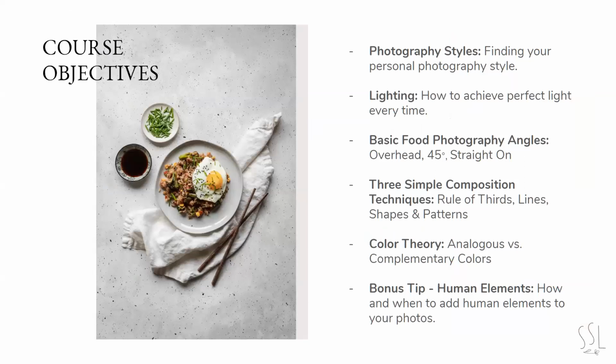In today's class, we are going to start by talking about different photography styles, what that involves, and how to find your personal photography style. From there, we'll move on to lighting and how to achieve perfect lighting wherever you are taking photos. And then we will talk about the 3 most common photography angles, which is overhead, 45-degree, and straight on. After, we'll go over 3 basic photography techniques, including the rule of thirds, lines, and shapes and patterns. Next, we'll go over color theory, and lastly, I'll give you a bonus tip on adding human elements to your photos.